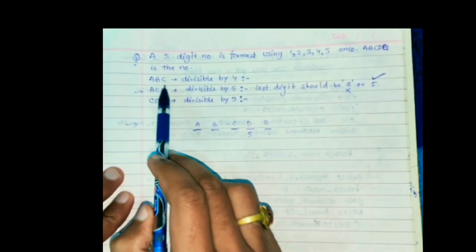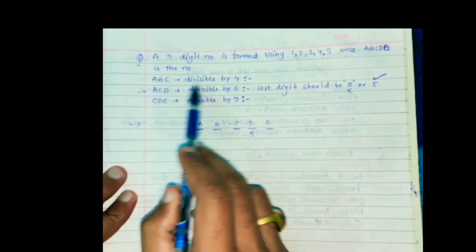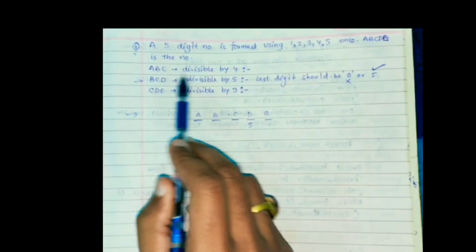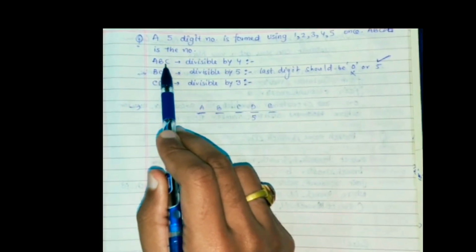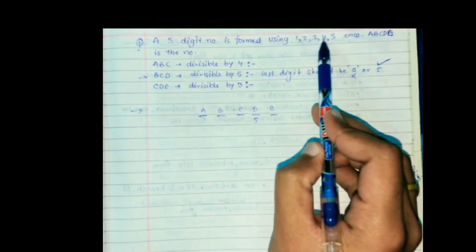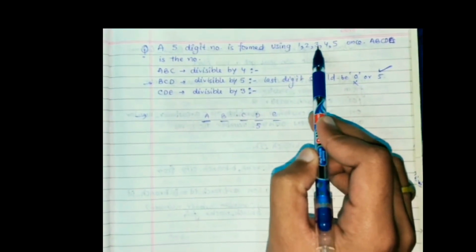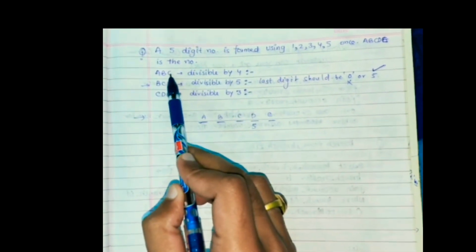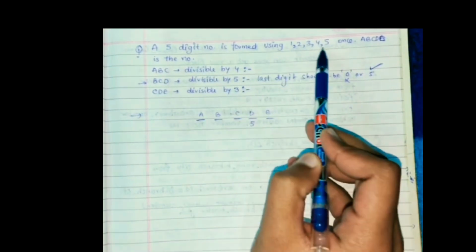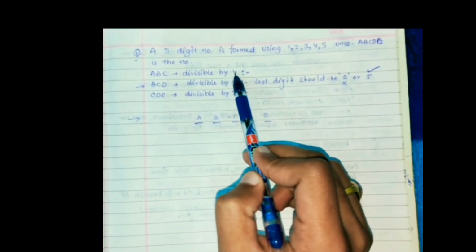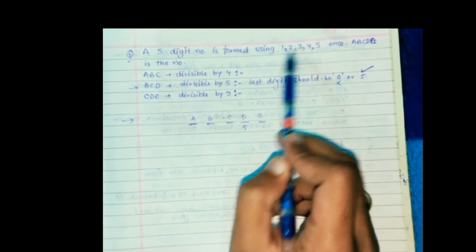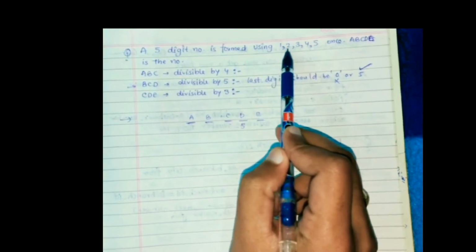Now let us take a look at the first condition. It says ABC is divisible by 4. So in order for ABC to be divisible by 4, the last two digits, that is BC, should be divisible by 4. And according to the given numbers that we have, 2, 4, 3 and 1, there should be an even number in place of C. So either there should be a 2 in place of C or there should be a 4. Looking at the multiples of 4, we have only two options: 24, because 24 is a multiple of 4, and also 32 is a multiple of 4.